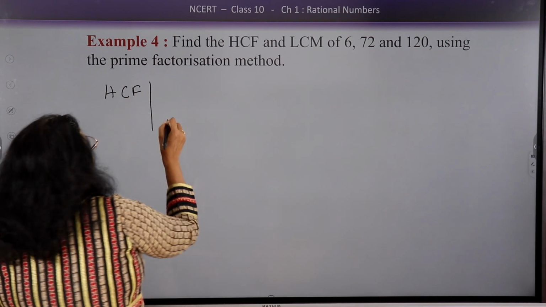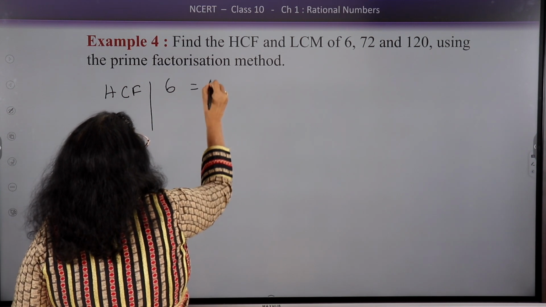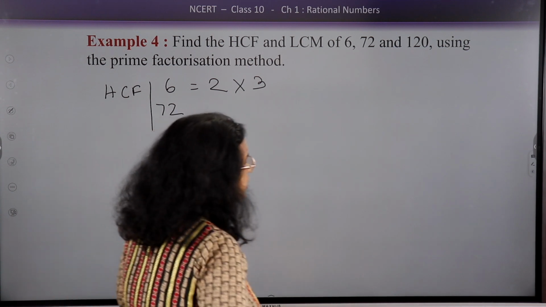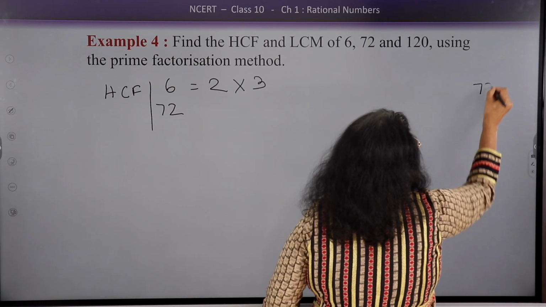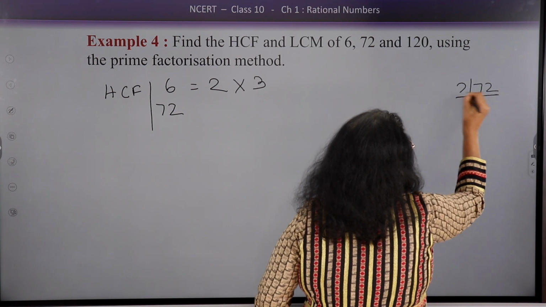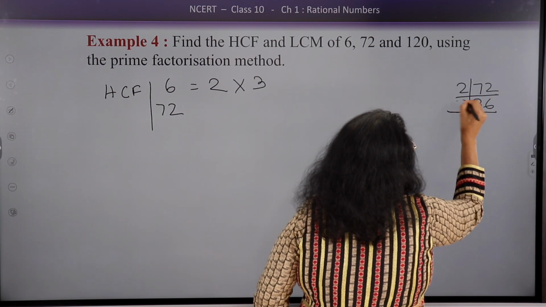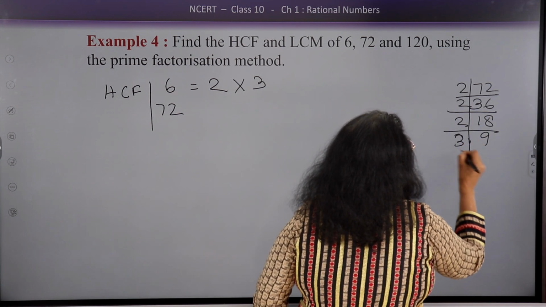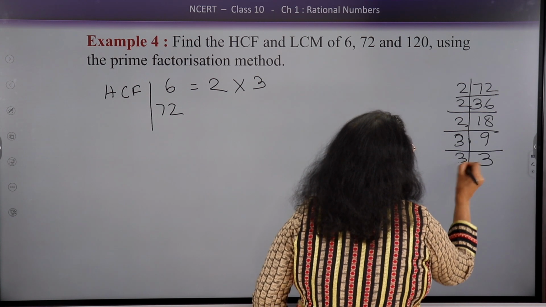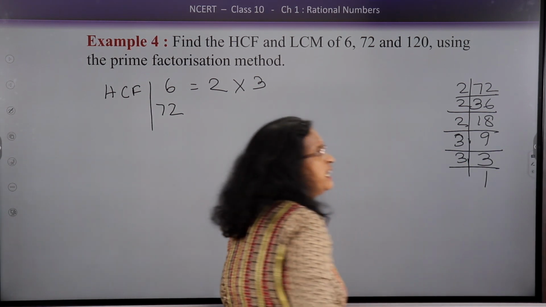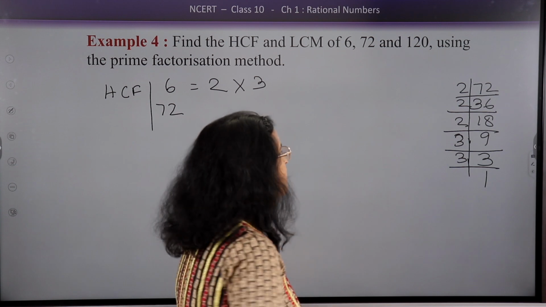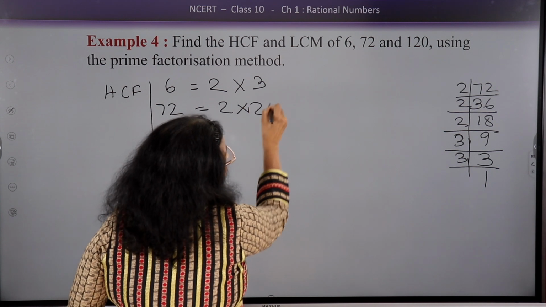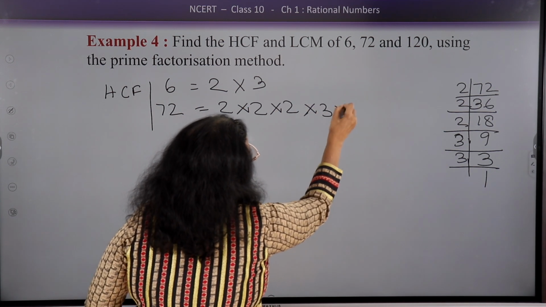HCF for numbers 6. It is 2 into 3, 72. Now as I told you, 72 is a bigger number. Let us use the shortcut method of division. 36, 2, 18, 2, 9, then 3. You don't put direct 9, you take 3 because we need to do with the lowest prime number. So 72 is 2 into 2 into 2 into 3 into 3.